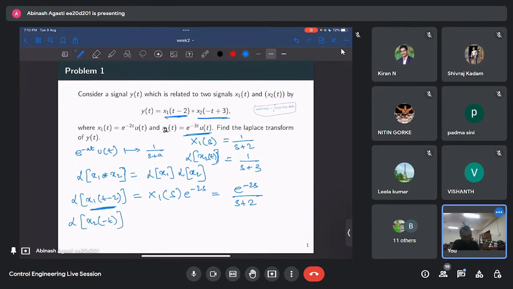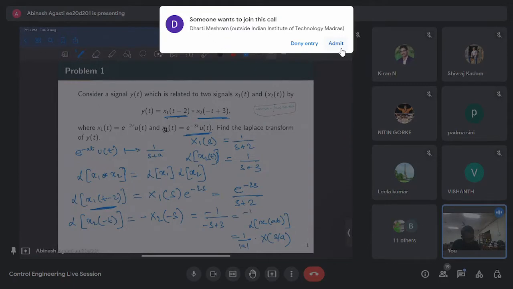Now, we know this thing, x of at is equal to 1 by mod a into x of s by a. Right? So from here, this is minus x2 of minus s, so this is minus 1 by minus s plus 3, that is minus 1 by 3 minus s. Sorry, this minus 1 won't be there because it is just 1 by mod a.